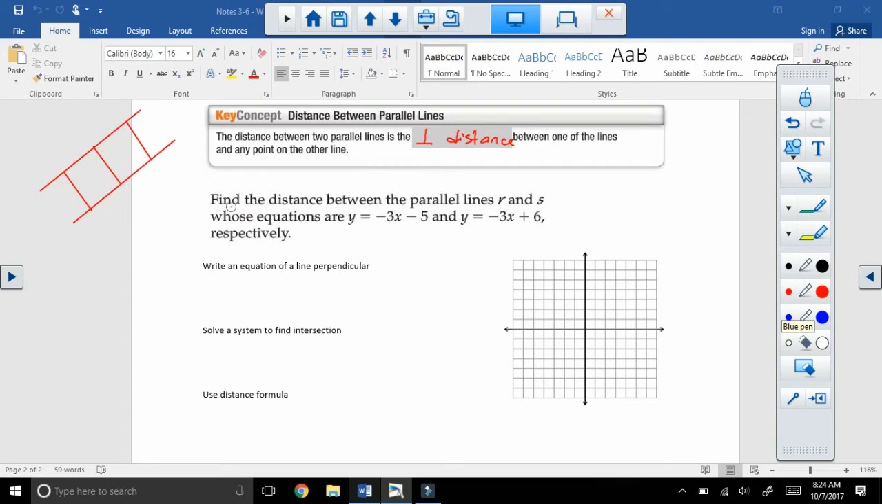So for this example, it says find the distance between parallel lines R and S whose equations are y equals -3x minus 5. So I'll go ahead and graph that, the y-intercept being at -5 and the slope being -3. I can't quite go down 3 and over 1 without going off the graph, but I could go up 3 and to the left 1.